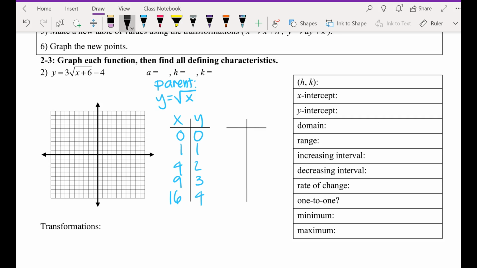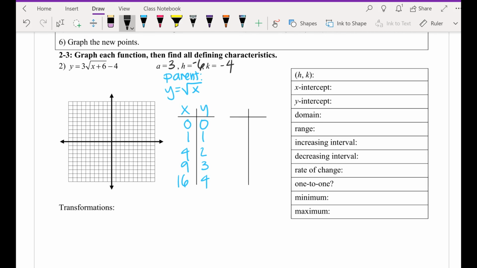Here we go. Our A value is, Alicia, in this question, A value is? 3. Perfect. H value, Jason? It's x plus 6, so the H value is -6. K value, Lewis? -4. Thank you. Since I already have those values, I'm going to write the transformation right here.